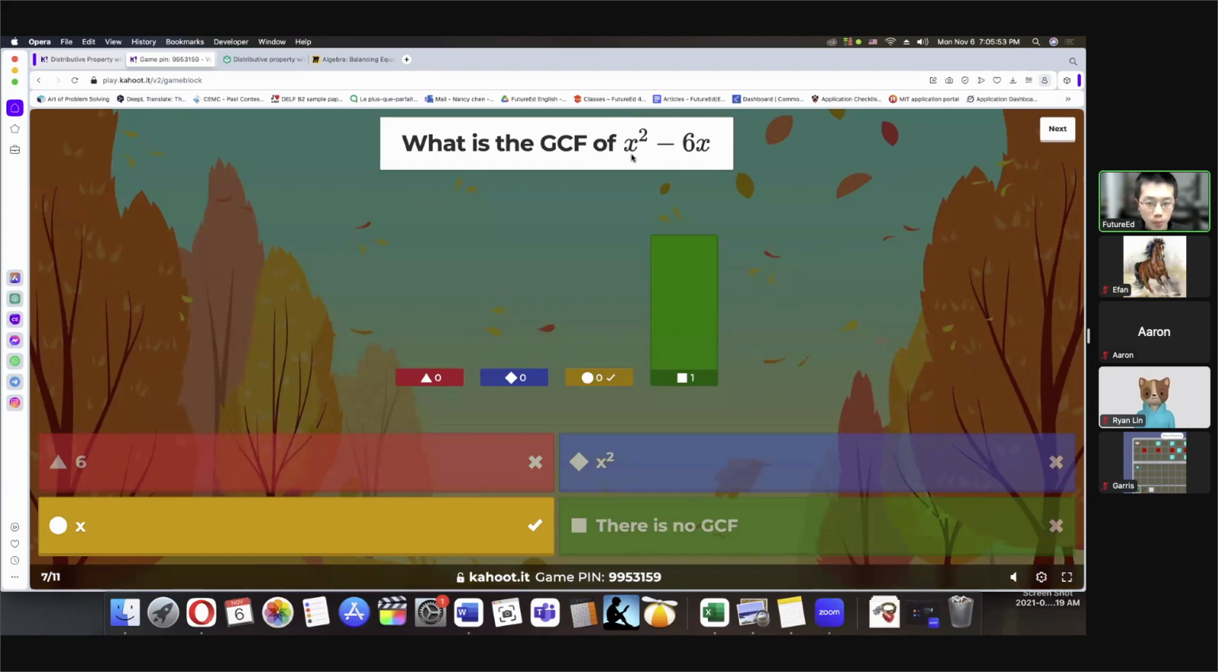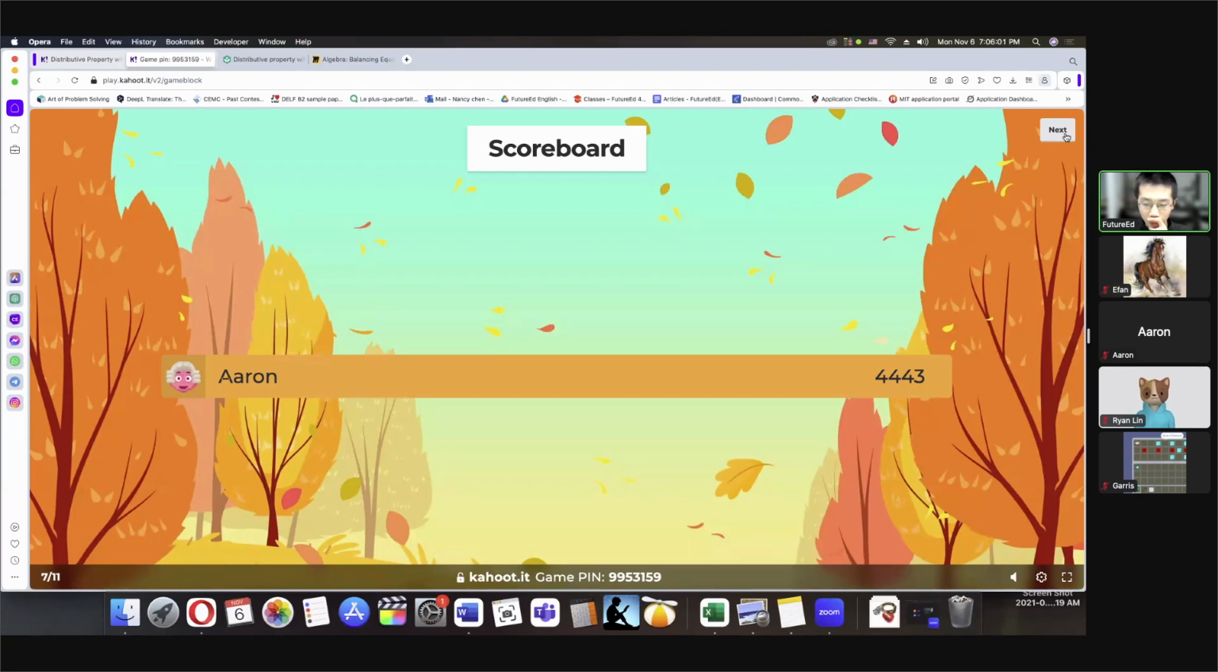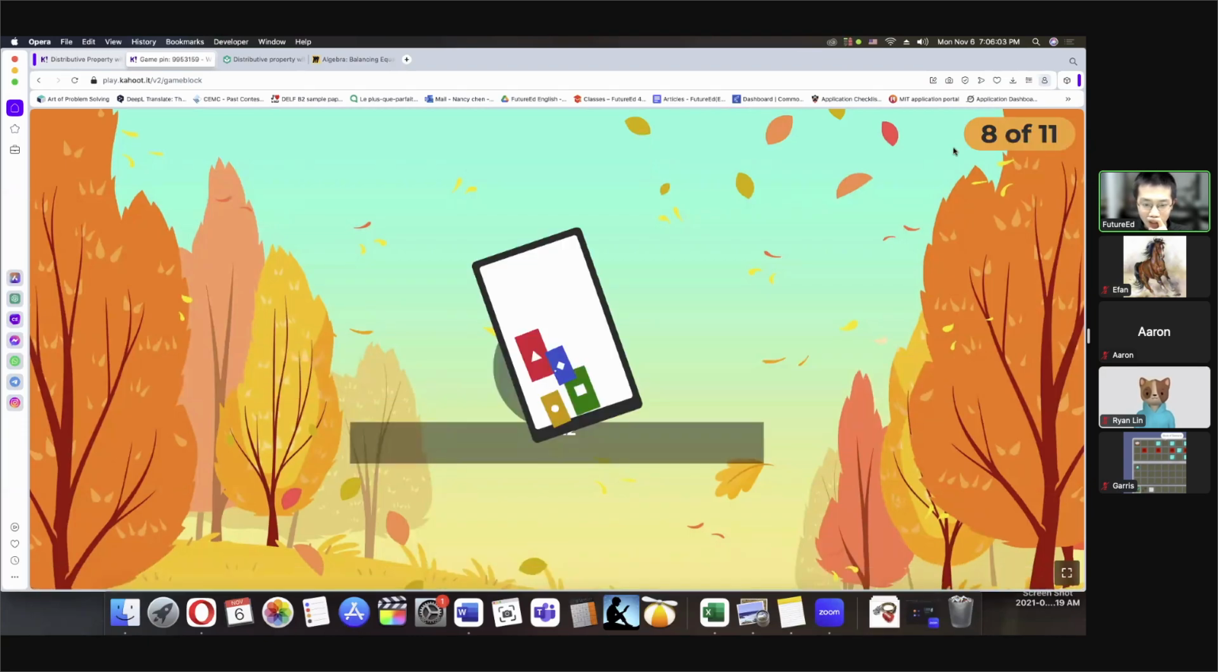You can divide both sides by x, right? So x squared is divisible by x, and 6x is also divisible by x in this case. So yeah, I'm gonna have to cover this again next lesson.